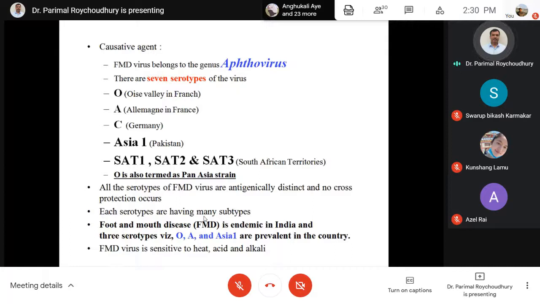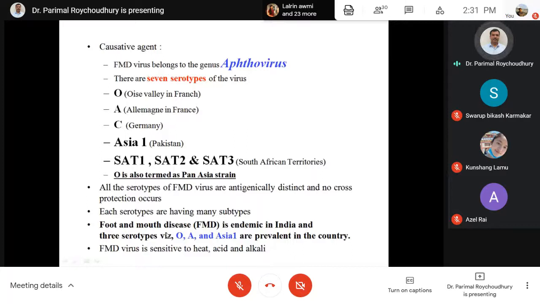Earlier, the vaccines that were prepared included the C strain, but now they have removed the C strain, and a trivalent vaccine with O, A and Asia 1 is available at present in our market for vaccination. So this is a very frequently asked question. Please note it down. No more C is recorded in India in recent times.